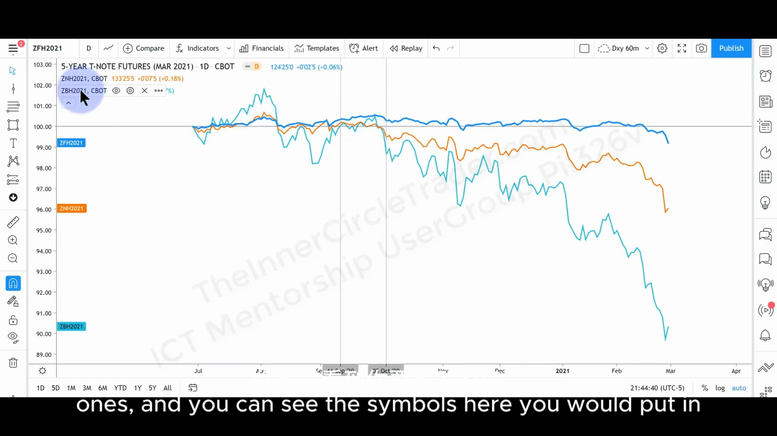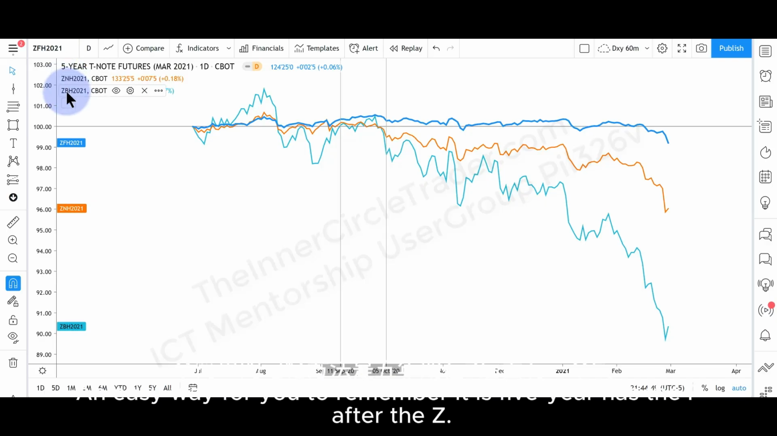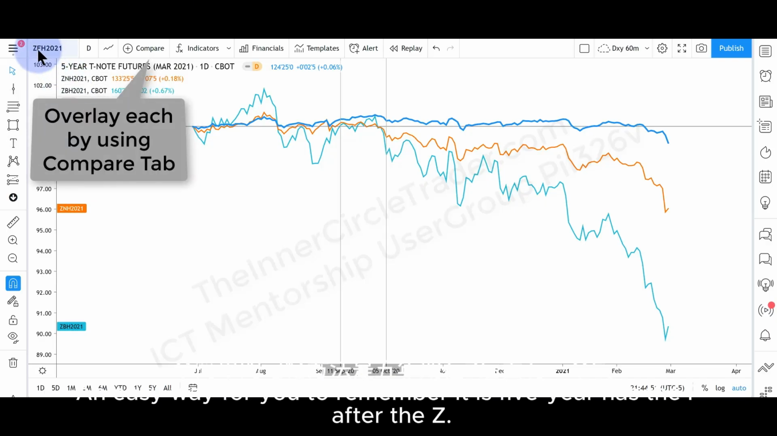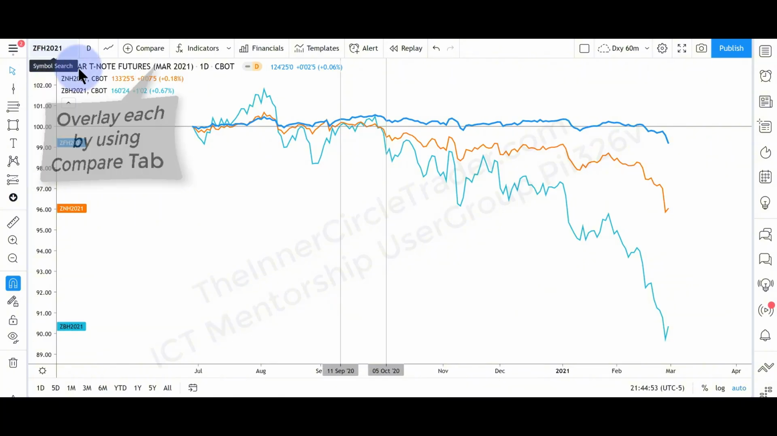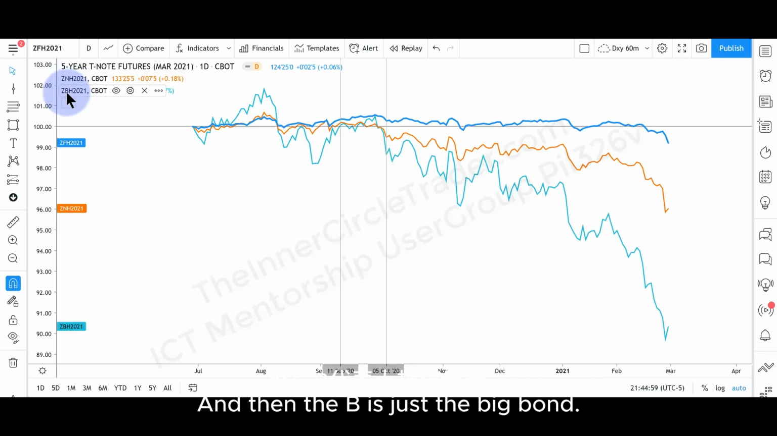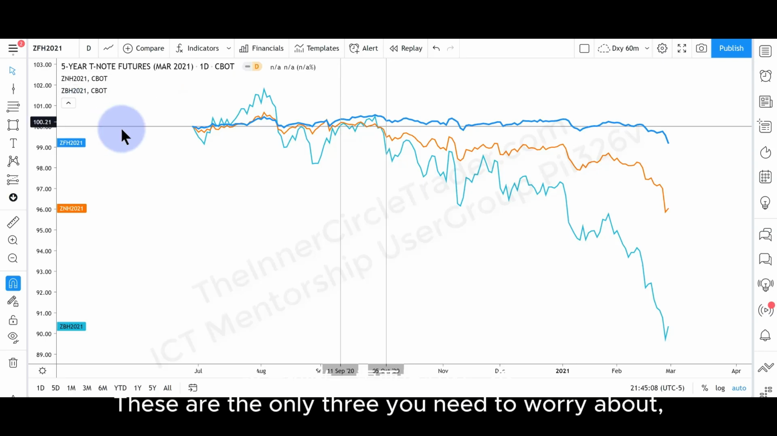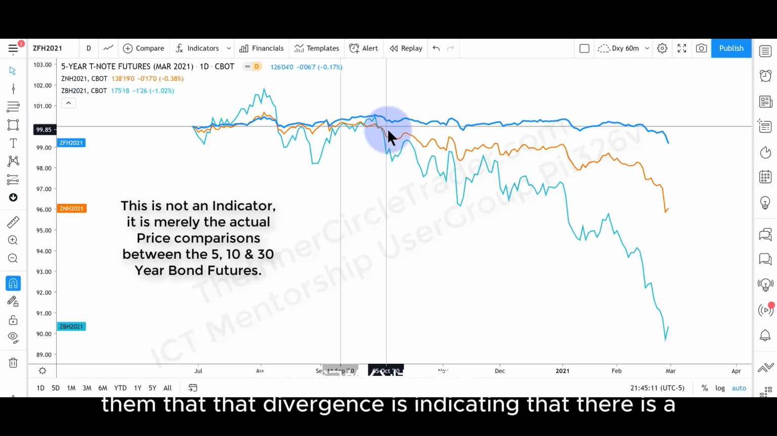And you can see the symbols here you would put in to make this chart. This is the 5-year symbol, the 10-year, and the 30-year. An easy way for you to remember it is the 5-year has the F after the Z. The 10-year has the N for the word 10, T-E-N. That's how I remember it. And then the B is just the big bond, the 30-year. And we do not do anything with the ultra bond, so don't worry about that one. These are the only three you need to worry about. But compare and contrast them.